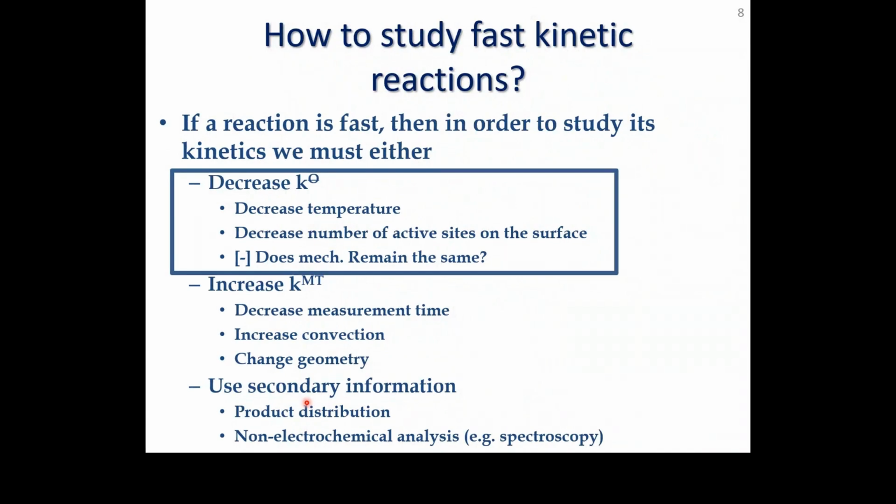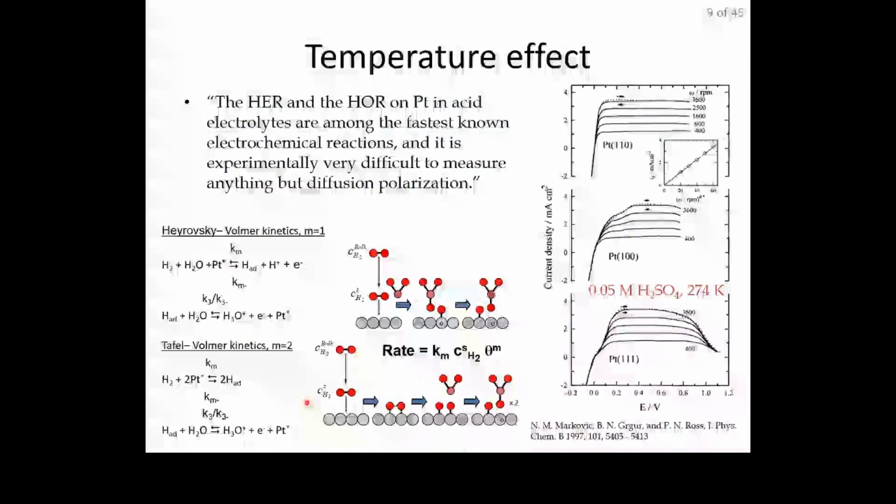So we're going to concentrate on this in the first step, looking at the temperature step, affecting the reaction through temperature. And I'll give an example. This is from a paper by Markovic and Ross, where they looked, using a technique that we'll talk about in a little while, called the rotating disk electrode, to actually try and understand the hydrogen oxidation and hydrogen evolution reaction.